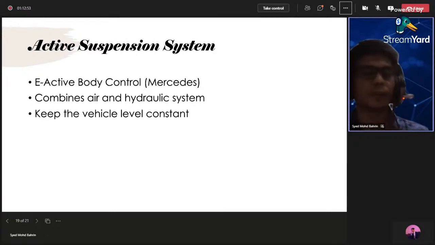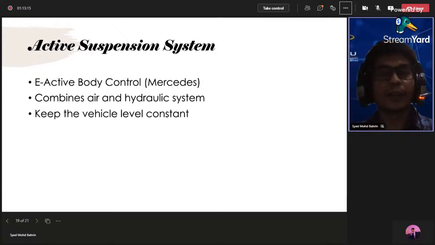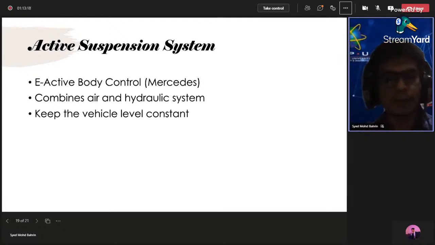E-active body control is even more interesting. The reason they call it E-active is that they have one control panel now on which you can manually increase or decrease the motion of the suspension. For active body control, the system is controlled by the control panel. The control panel will tell how much the actuator is going to move up or how much the actuator has to go down based on the driving conditions.